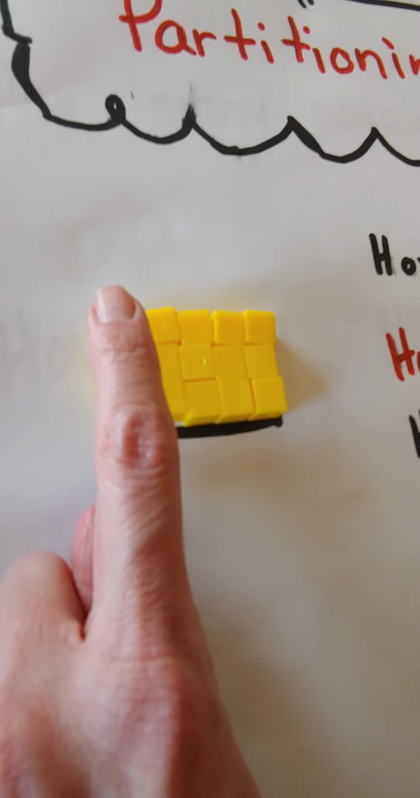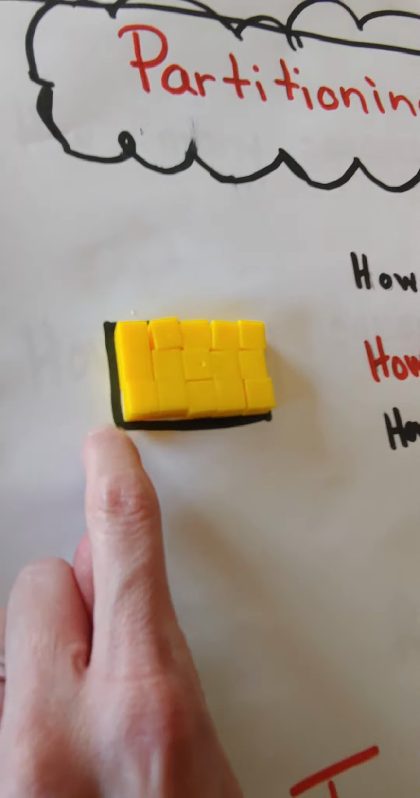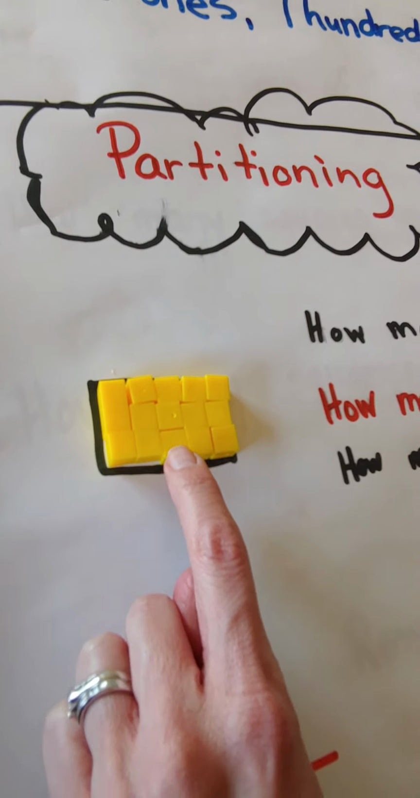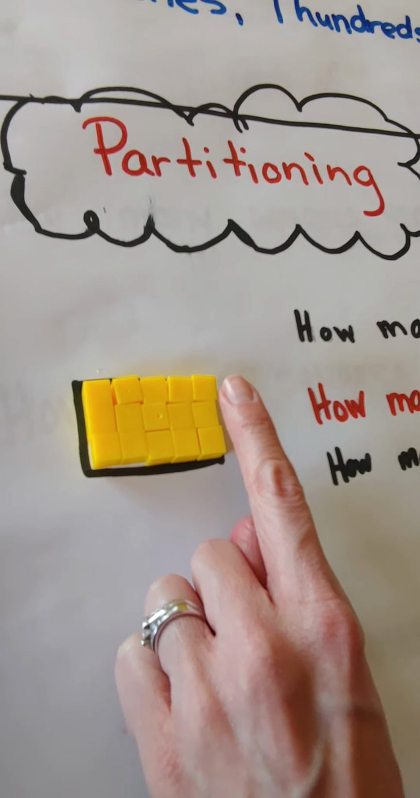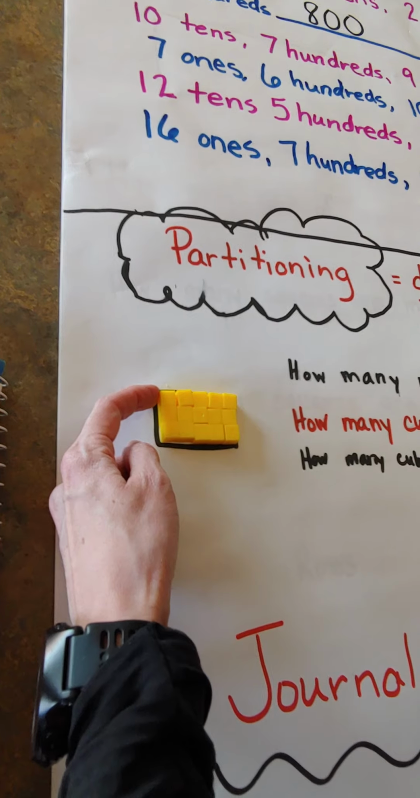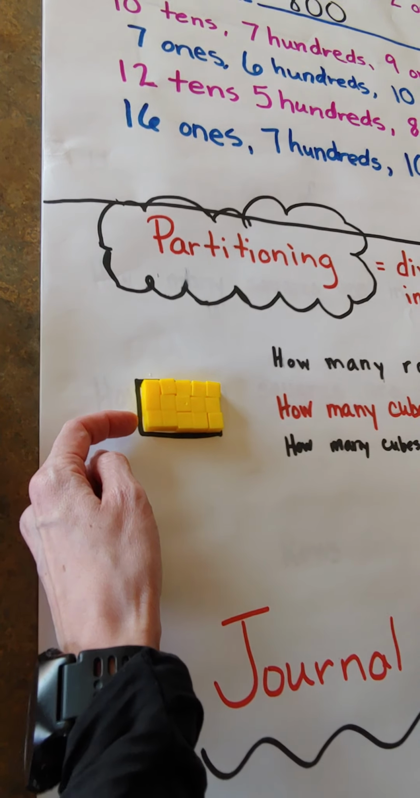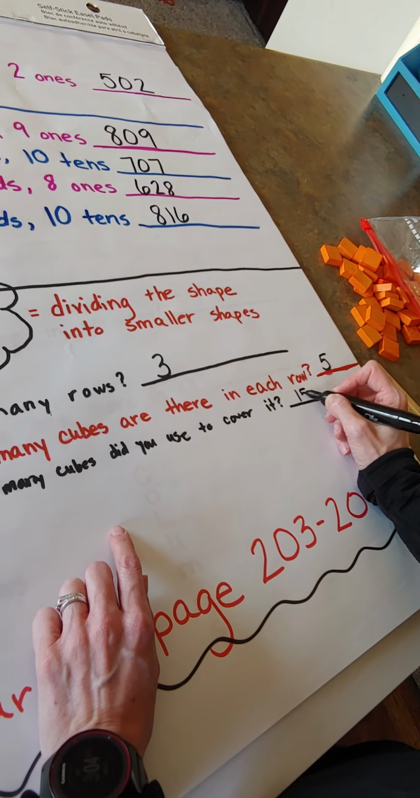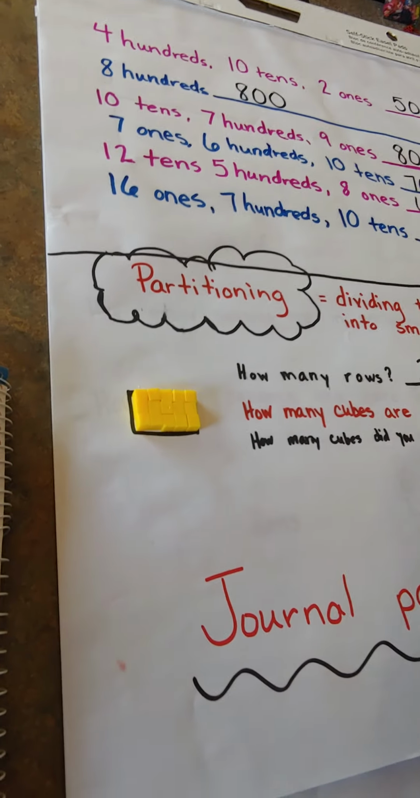I could count by threes, couldn't I? 3 down, 3 and 3 is 6, 3 more is 9, 3 more is 12, 3 more is 15. Or I could count by fives too, because there's 5 here, 5, 10, 15. Either way, I'm going to count. I have 15 cubes to cover that shape.